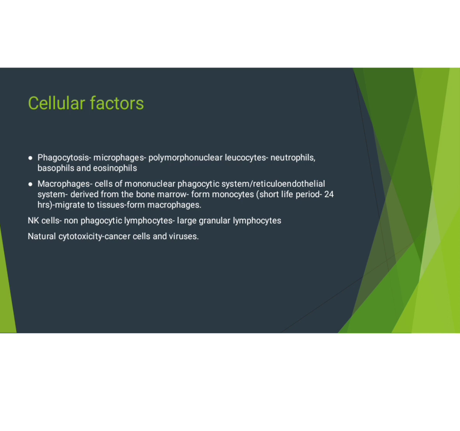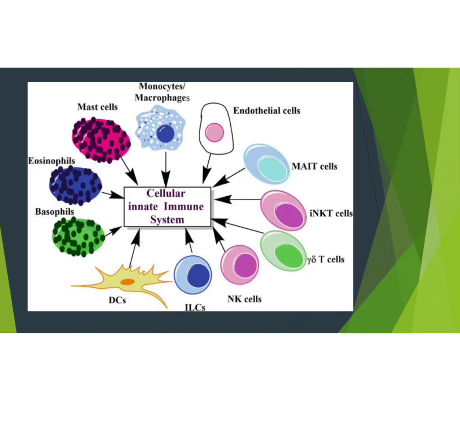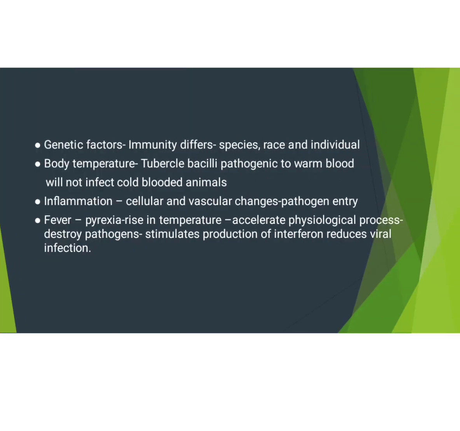And natural cytotoxicity, which is mainly the cytotoxic cells, they try to kill the cancer cells as well as the viruses. So we can see this image of the cellular immune system where you have the macrophages, the dendritic cells, natural killer cells, basophils, eosinophils, the mast cells, the T cells. So they all play a major role in destroying the pathogens that enter into our body. Next is about the genetic factors, and this differs from species to species or from individual to individual.